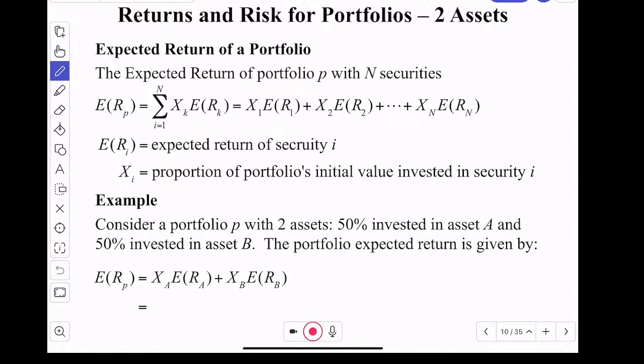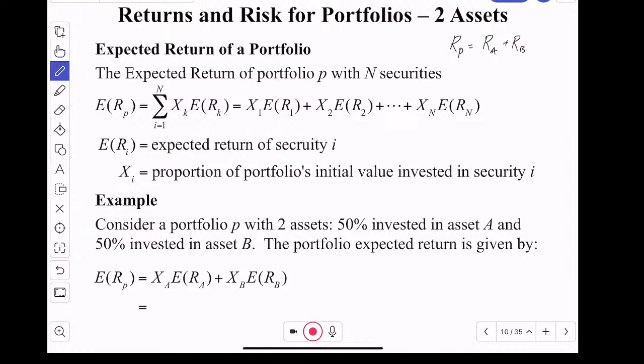So you see I'm using the R's now because we're in finance. We're deep in finance. So the return on A plus the return on B will make my return on the portfolio. But that's not how I add them together.